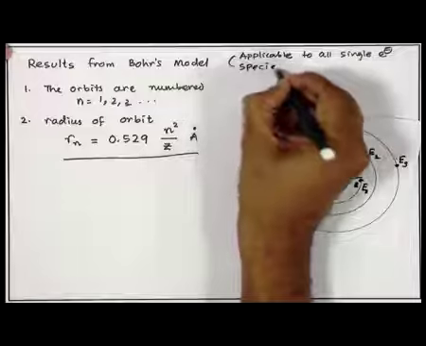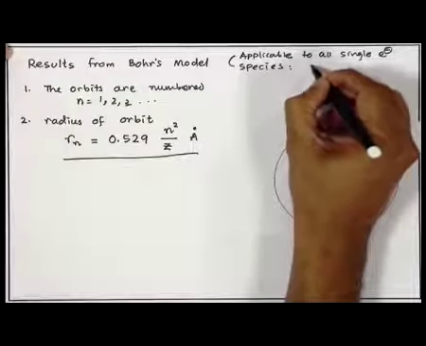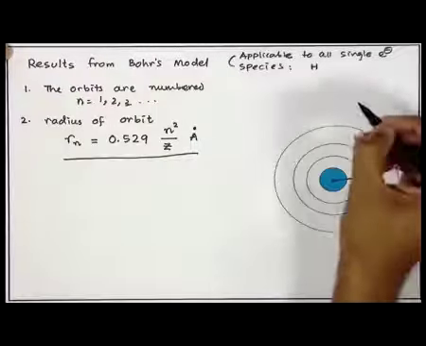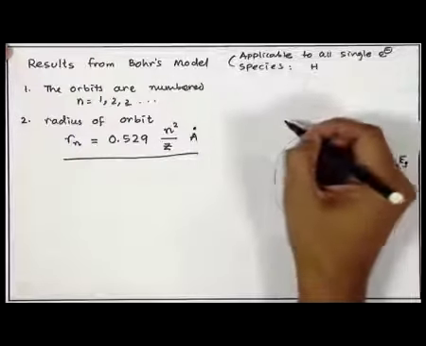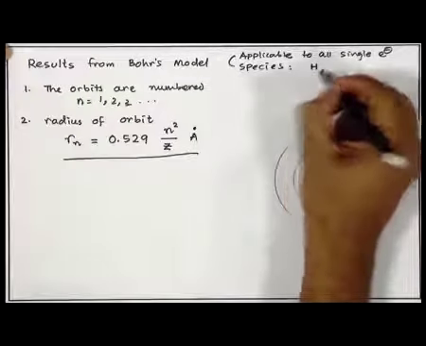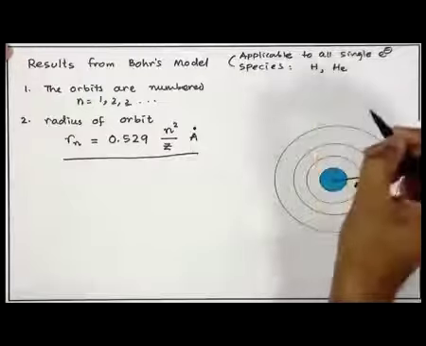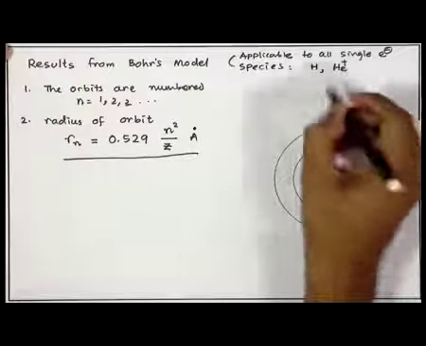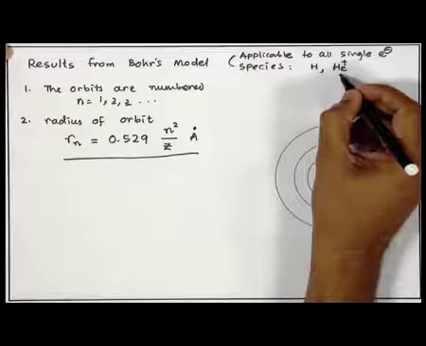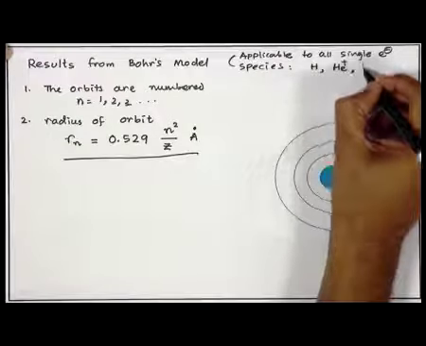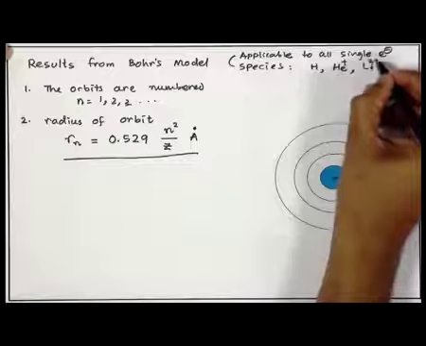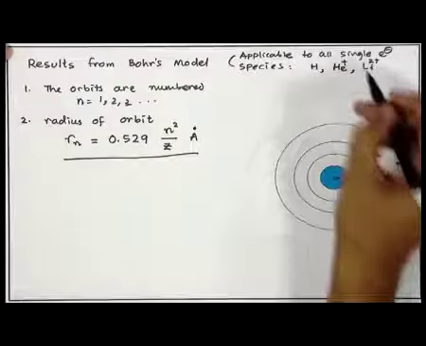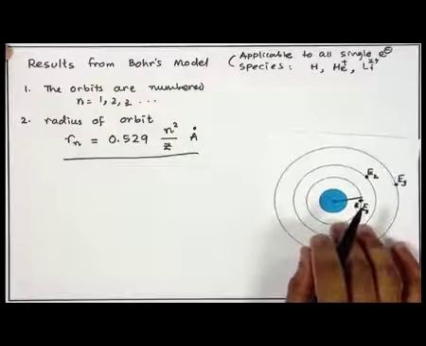What are the single electronic species? Of course, one we know is the hydrogen atom, that has got a single electron, but who else can have a single electron? Helium has 2 electrons, but if we ionize 1 electron, we remove 1 electron, then it becomes a single electronic species, He plus. We can take lithium and ionize 2 electrons, then that also becomes a single electronic species.